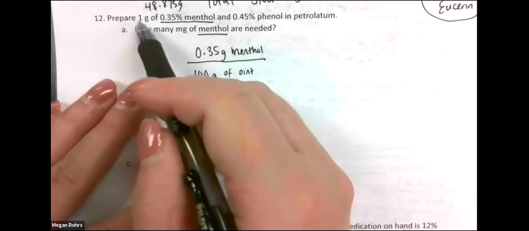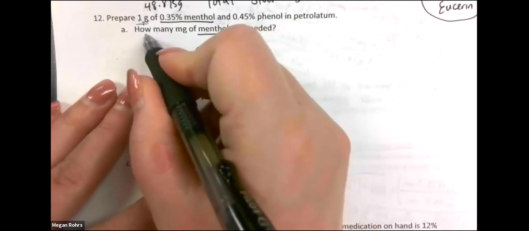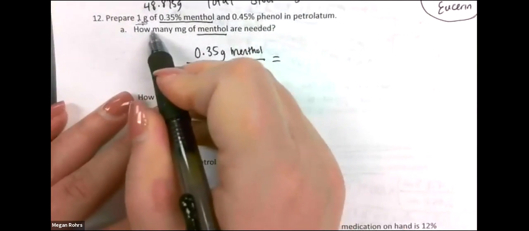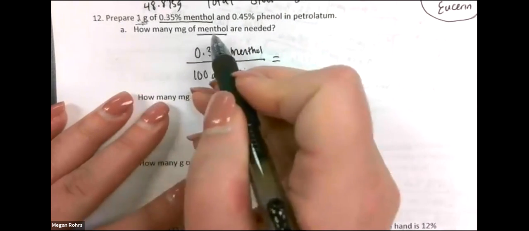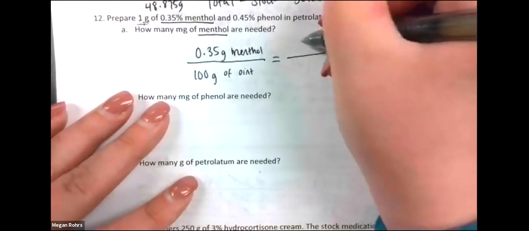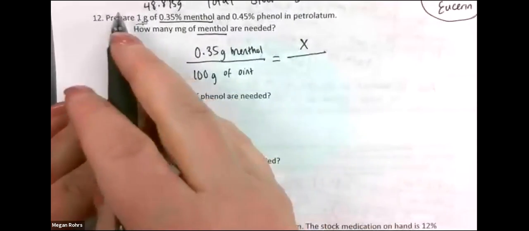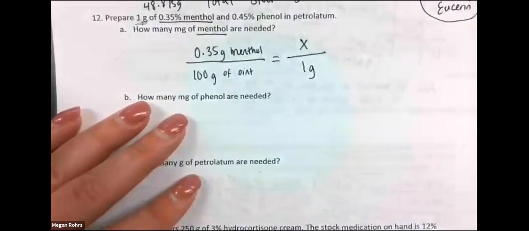And I am needing to prepare 1 gram, and it's asking me how many milligrams of menthol. So remember when it says how many, how much, that is what we're looking for. That's our X. So how many milligrams of menthol? Menthol's on top, so our X has to be on top, are needed to make 1 gram of cream. So we're not making a lot at all.